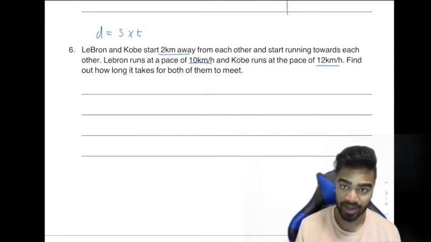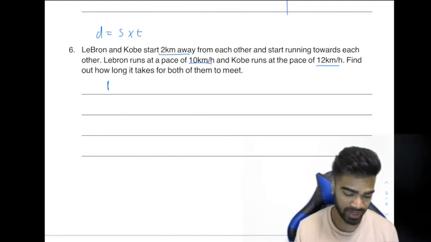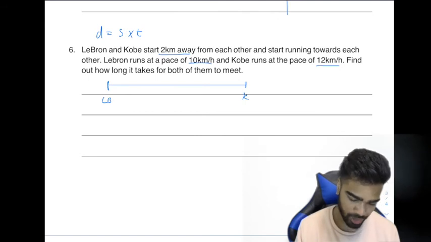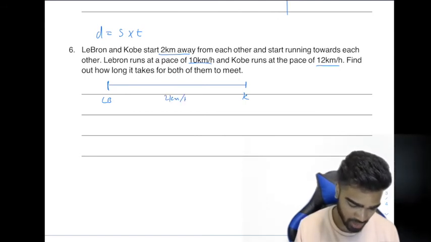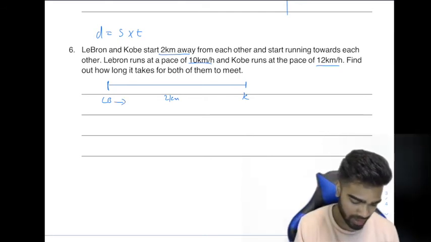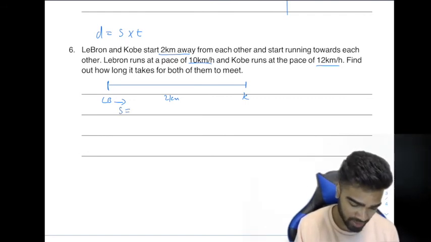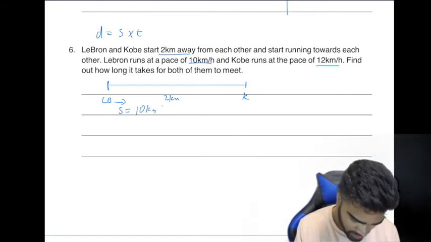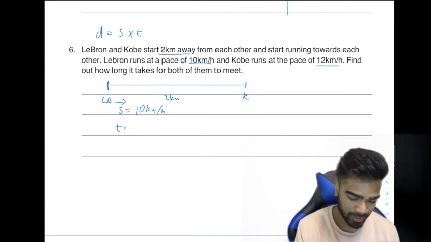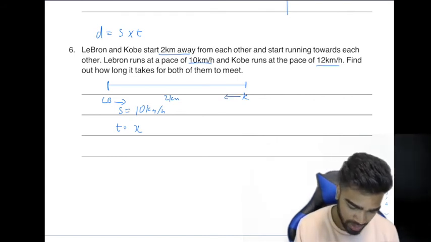Let's see. Diagram. Okay, for any distance, speed, and time questions, what I would do is always draw a diagram. So I'm going to say LeBron is here and he's away from Kobe. Kobe is on the right. And this distance is 2 kilometers. Okay, so LeBron is going to the right. How fast is he going to the right? His speed is going to be 10 kilometers per hour. And we don't know the time he takes. Time is question mark. Okay, we'll say the time that LeBron takes is x, for example. Next, Kobe. Kobe is going to the left.